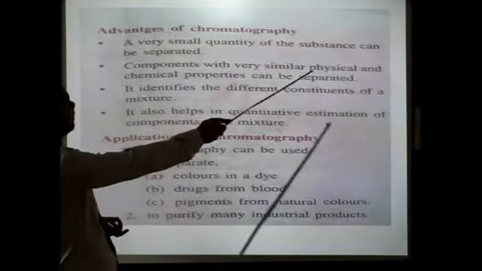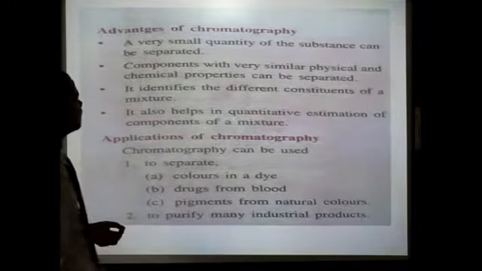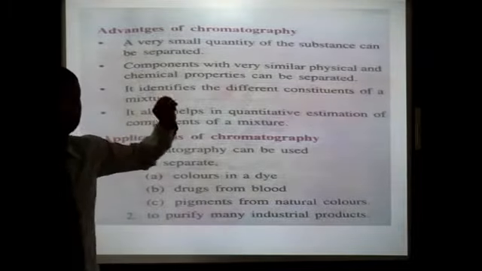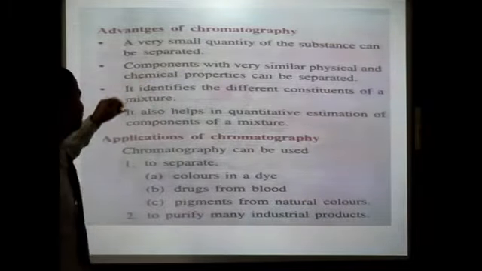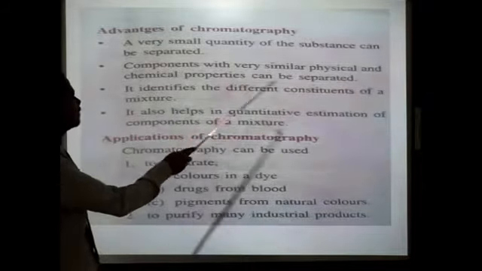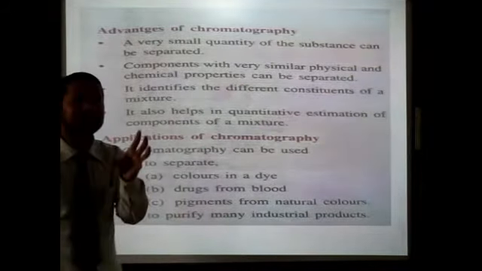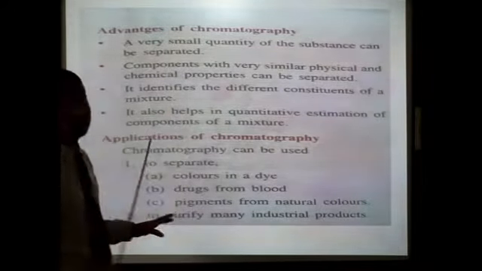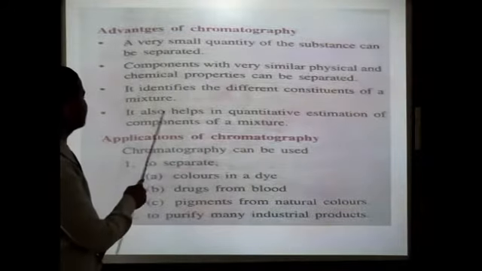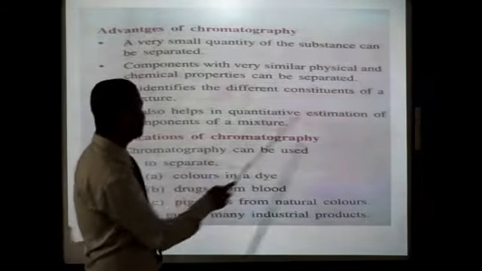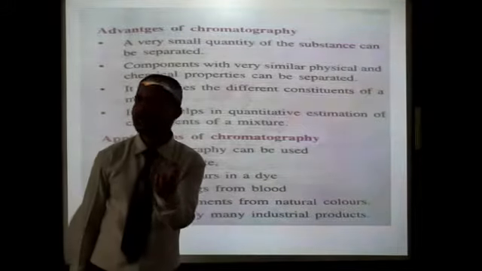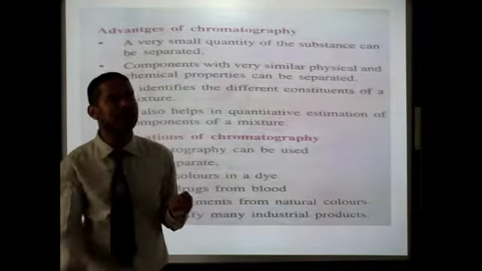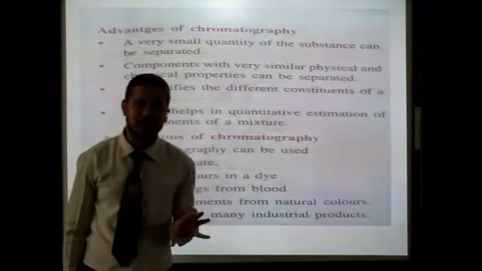Components with very similar physical and chemical properties can be separated. Components having very similar physical and chemical properties also can be separated by using chromatography. It identifies the different constituents of a mixture. What are the different constituents present in a mixture can be easily identified by using chromatography. It also helps in quantitative estimation of components of a mixture. How much of a particular component is present in the mixture can also be estimated by using chromatography.